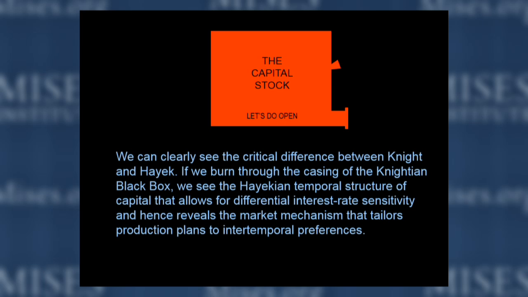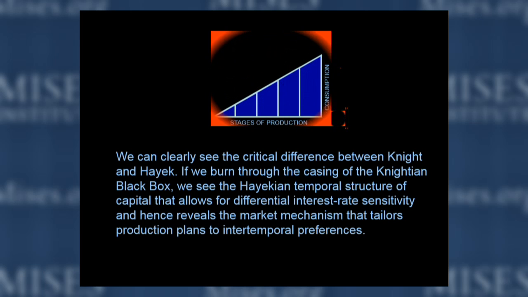So we can clearly see the critical difference between Knight and Hayek. If we burn through the casing of the Knightian black box, we see the Hayekian temporal structure of capital that allows the differential interest rate sensitivities and hence reveals the market mechanism that tailors production plans to intertemporal preferences. Let's see if we can burn through the box. And there it is.